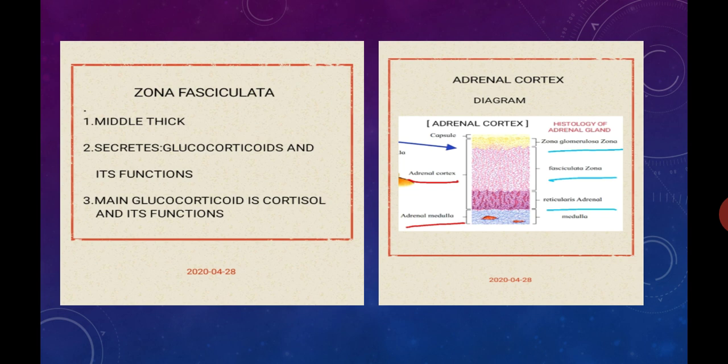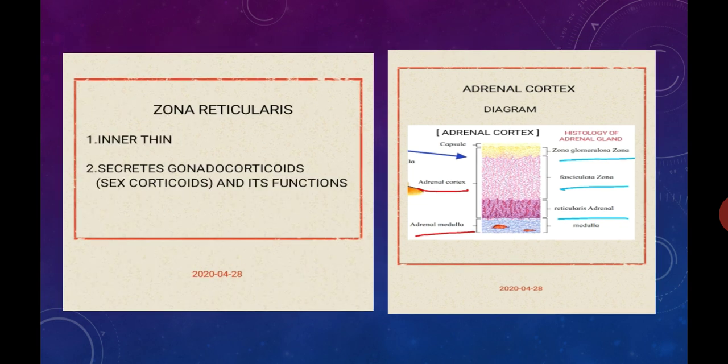Let's see the third region, which is called zona reticularis. Zona reticularis is the inner region of the adrenal cortex. It is thin in nature. It also secretes a hormone known as gonadocorticoids. Students, gonadocorticoids are also called sex corticoids.